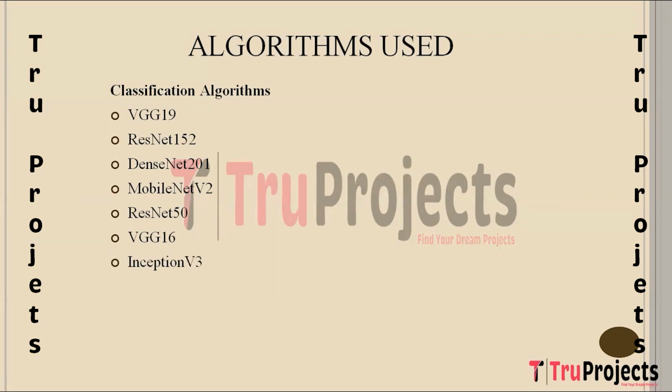The next one is Inception V3. So Inception V3 stands out for its Inception modules utilizing parallel filters of varying sizes to efficiently capture features at different scales. With reduced computational load, Inception V3 excels in handling diverse features in image classification, making it a prudent choice for the project. The next algorithm built is Xception.